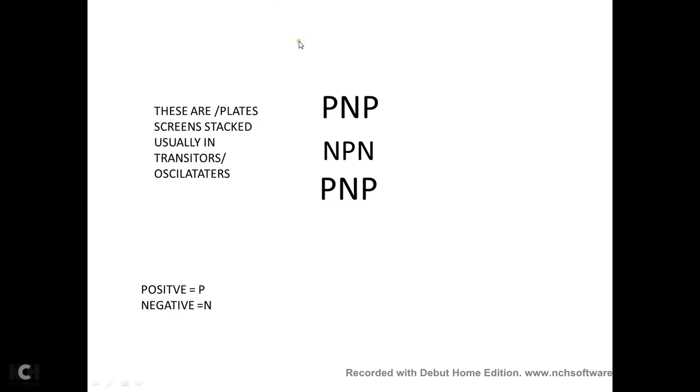All right, these are plate screen stacked, usually in transistor oscillators. You'd have positive, negative, positive plate screen, or plate with a negative, positive, positive plug. When the collector, emitter, drain, source goes through that, it collects the different ways.